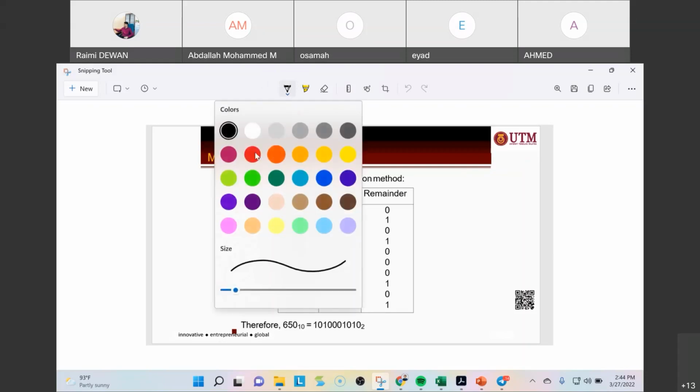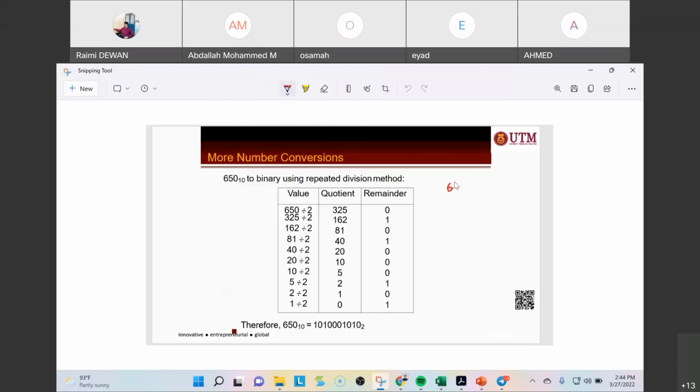Let's say for this one, we want to use repeated division, for example 650. We want to change this 650 to base 10. I do not need to write base 10; we should know it is base 10 because it doesn't have a base number, and if it doesn't have a base, it's normally base 10. So you divide 650 by 2 and get 325 as the quotient. Do you have any remainder? The remainder is 0.